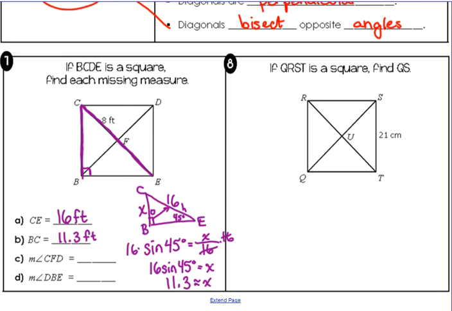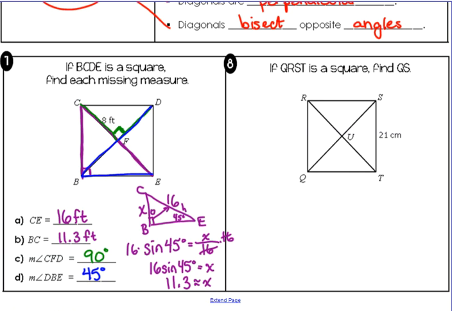Okay, let's go to the angles. CFD. A square is a rhombus. A rhombus, the diagonals meet at right angles. So CFD is a 90-degree angle. DBE. D to B to E. We got a right angle down there in the corner at B, but we're just talking about half of it because those diagonals are bisected. So that's 45 degrees at DBE.